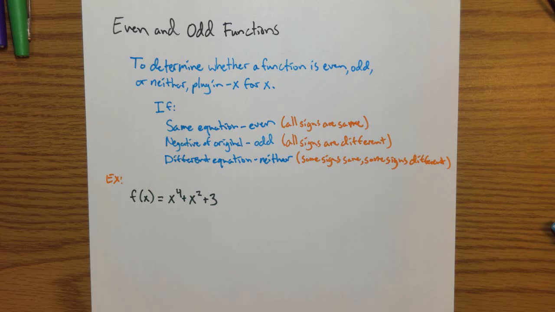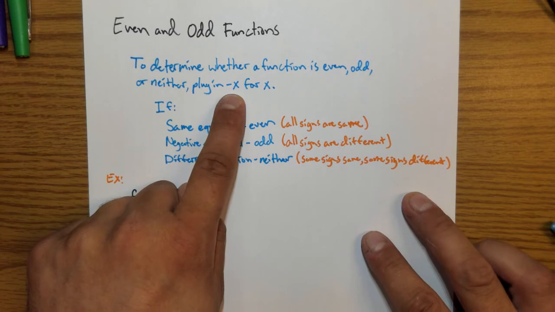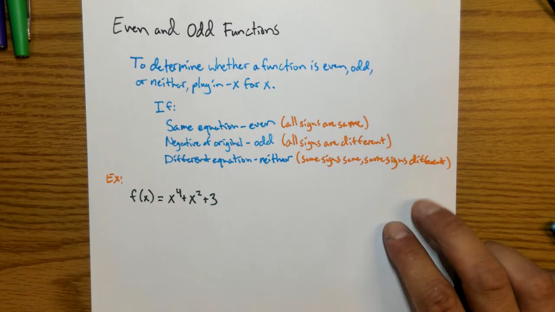But let's think about it analytically here. Let's not think about it graphically. Let's think about it in terms of algebra. So this is how we're going to determine whether a function is even, odd, or neither. We're going to want to plug in negative x for every time that we see an x.